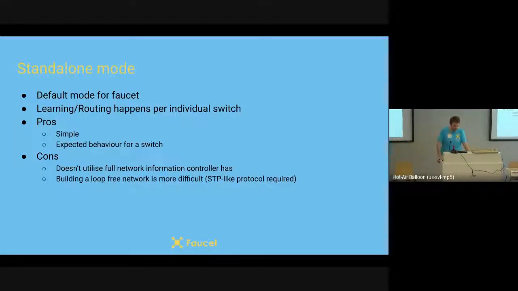So the way standalone works, if you just write a Faucet config without turning on stacking, you will get standalone mode. So everything's going to happen per switch. The pro of this is it's really, really simple. If you write the first simplest thing, this is how you write it. And it's kind of expected behavior for a switch. So traditional switches and Faucet in standalone mode look pretty similar.